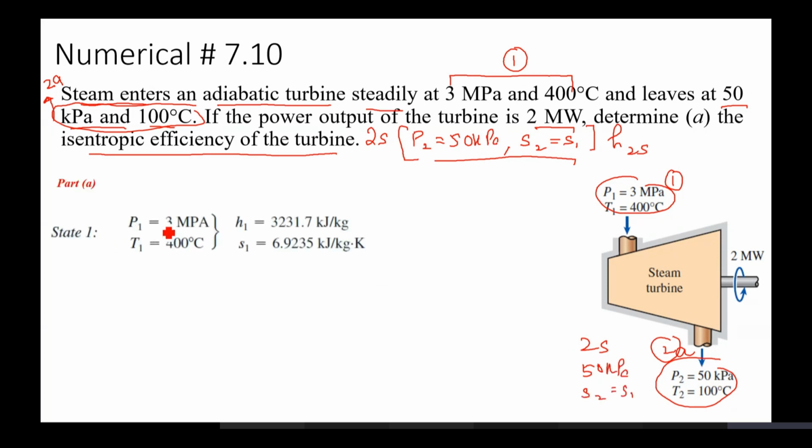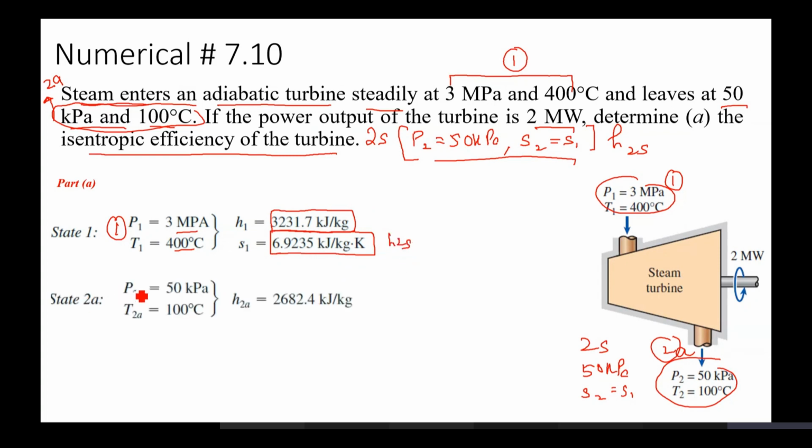So for the initial state, state 1, 3 megapascal, 400 degrees centigrade, you have found the enthalpy, as you need it in the formula for isentropic efficiency of the turbine, and the entropy so that you could find the isentropic enthalpy, which is H2S. For state 2, the actual state represented by 2A, these are the pressure and temperature, and you can directly find the enthalpy value H2A from the table.